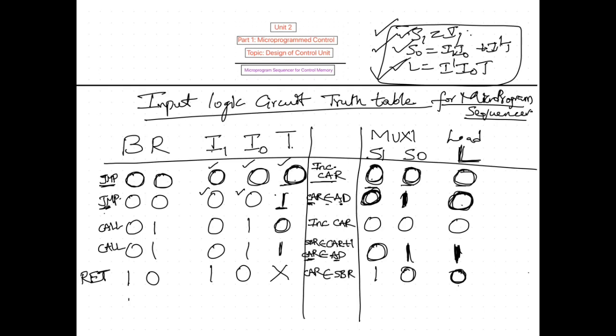Now 11 means map. Here also 11 is copied as it is and there is no need of the test variable. So this is map. Here also 11 and load 0. 11 means line 3. At line 3 mapping is there. This is the input logic circuit truth table for the microprogram sequencer.